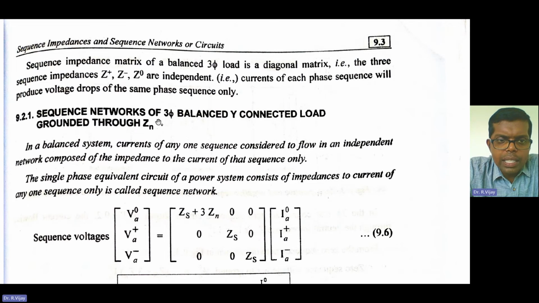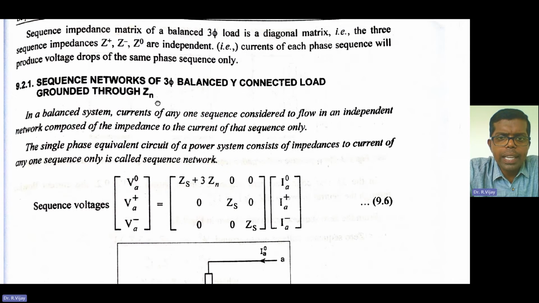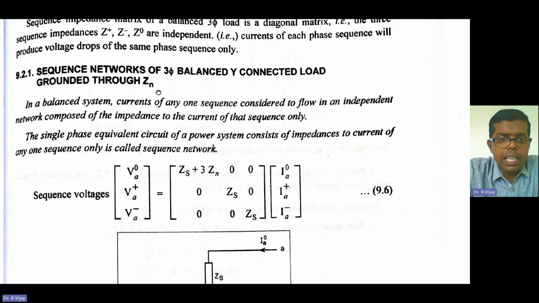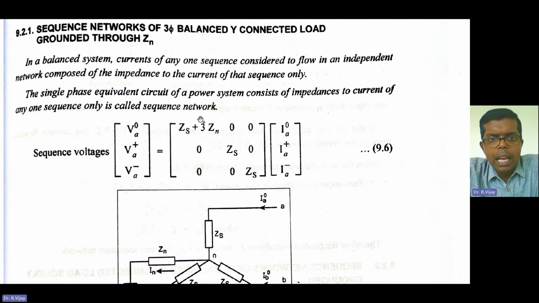Next step, sequence networks of a three-phase balanced star connected load grounded through Z_N. Similarly, that is what we are going to calculate. In a balanced system, the current of one sequence is considered to flow in an independent network composed of the impedance to the current of that sequence only. That you already know. Next, the single phase equivalent circuit of a power system consists of the impedance to the current of any one sequence, and that is called the sequence network.